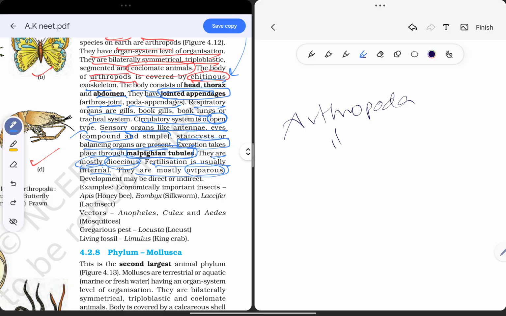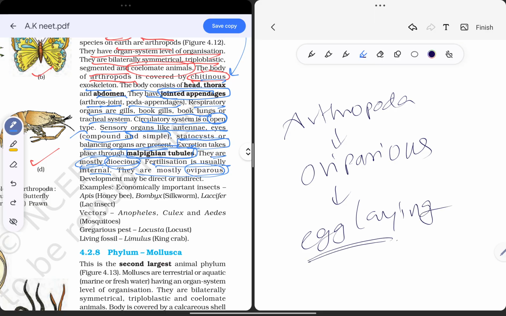Arthropoda are mostly oviparous. Oviparous means egg-laying animals or species. Development may be direct or indirect, meaning they may or may not have a larval stage. Examples: economically important insects, you should remember this.